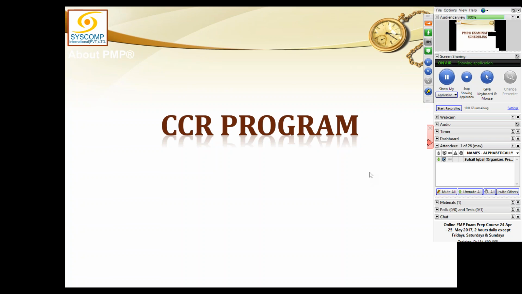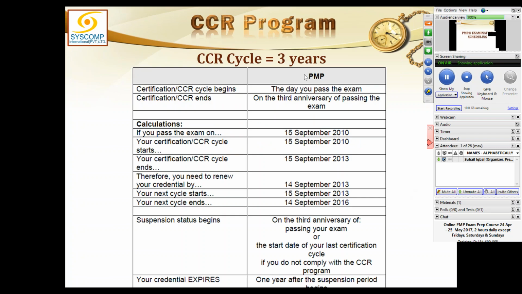The 60 PDU thing, how do you do that? This is called the CCR cycle, the 3-year cycle in which you can upkeep your PMP. From the date you have been certified, you have passed the exam, 3 years from that date is the validity of your PMP. If you have passed the exam on 15th of September, then 3 years later, on 14th of September, your certification will expire and your next cycle will start on 15th. So that means you must have acquired your 60 professional development units before the 14th of September.